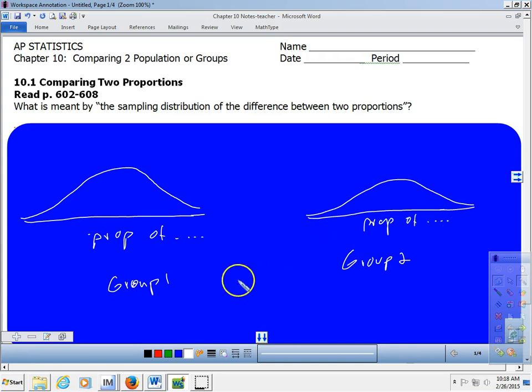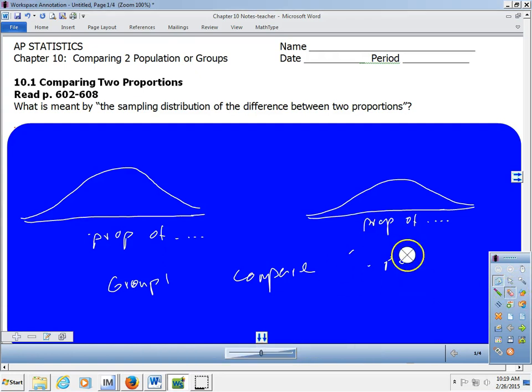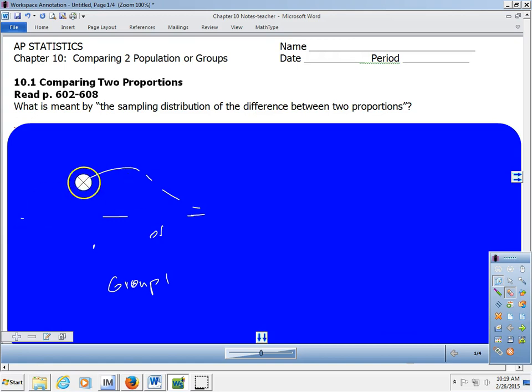And the question becomes, what if I want to compare these two? What would the sampling distribution look like if I were to compare these two? And again, the most logical way to do that is to look at their difference. Is there a difference? What's the difference in the proportions of these two groups? And so that's what we're talking about with this idea of the sampling distribution of the difference between two proportions.